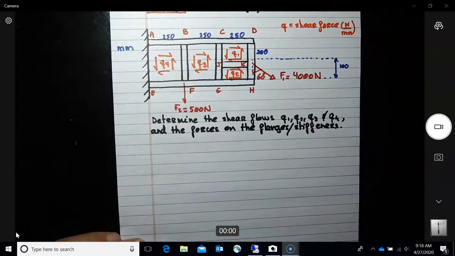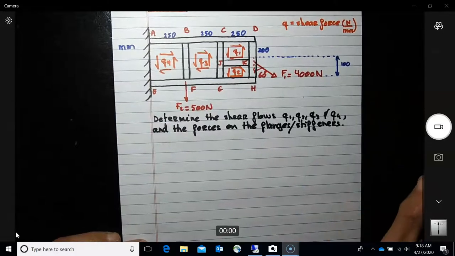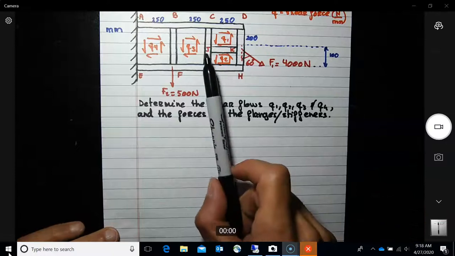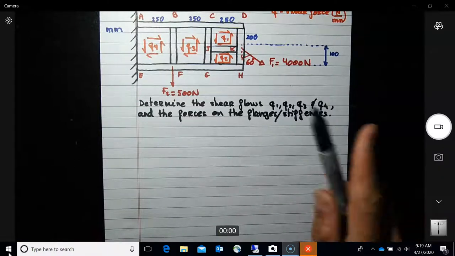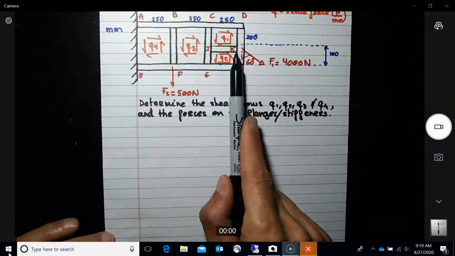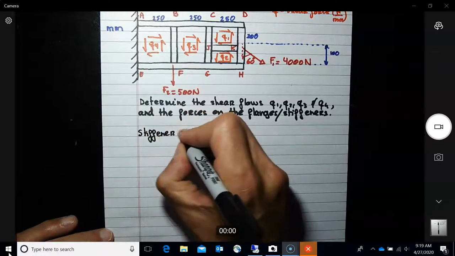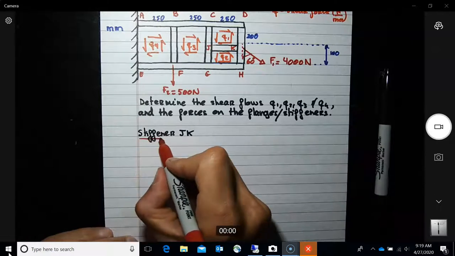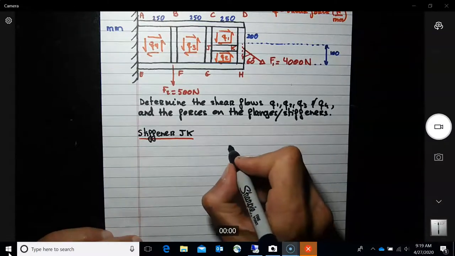Okay, so let's first find Q1, Q2, Q3, and Q4. So we know the only equation we can use is summation of forces equal to zero. So, since the only equation we can use is summation of forces equal to zero, we need to find a place where at least a force is applied, so that we can relate one of the forces to the stiffener. So, I think the best one would be to start by the component JK, okay? So, if I plot here the stiffener JK, now, just think about statics. First thing you do is what? A free body diagram. So you're going to do your free body diagram of your stiffener.